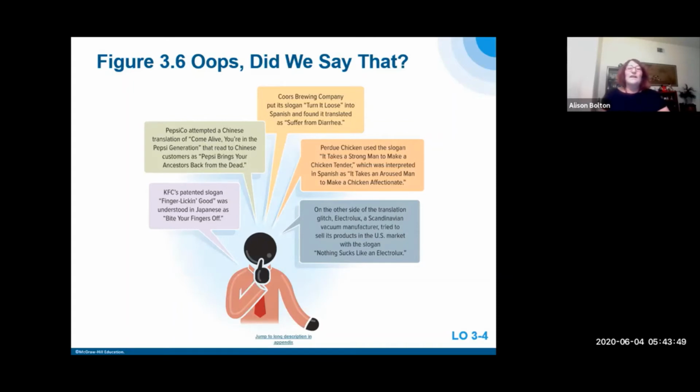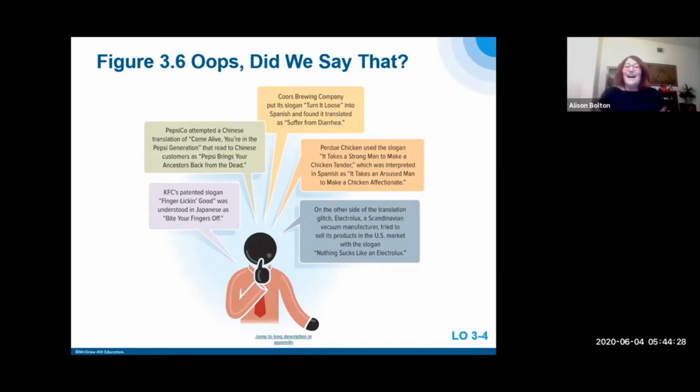PepsiCo used the Chinese translation of "Come alive, you're in the Pepsi generation," but there it reads "Pepsi brings your ancestors back from the dead." Not good, not good. KFC's "finger licking good" is "bite your fingers off." And then Purdue Chicken: "It takes a strong man to make a chicken tender" became "It takes an aroused man to make a chicken affectionate."